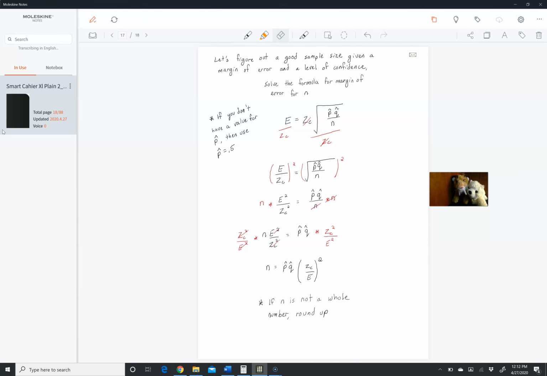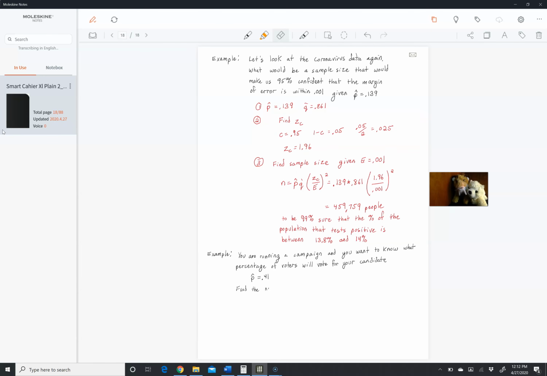Find the necessary sample size if you want to be within 3% of the population proportion with a 95% confidence level. Okay, so what does this mean?